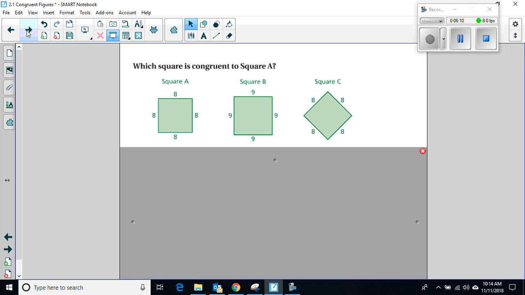Okay, I'd like you to pause the video and try this one on your own. Which square is congruent to square A? So take a look at square A and figure out which square, is it B or C, is congruent to square A.